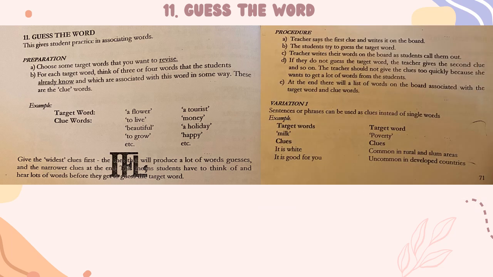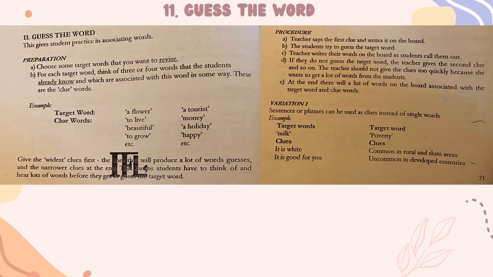So instead of saying beautiful, you can say it is beautiful, right? Just like the example here, your target word is milk, and the clues you want to give the students are, it is white, it is good for your health, it comes from cows, for example, right? So instead of giving words, you can also say or give sentences or phrases to help them identify the target word you want to get out of them.